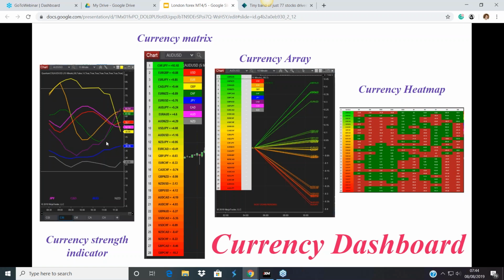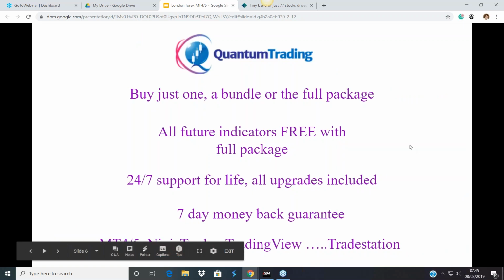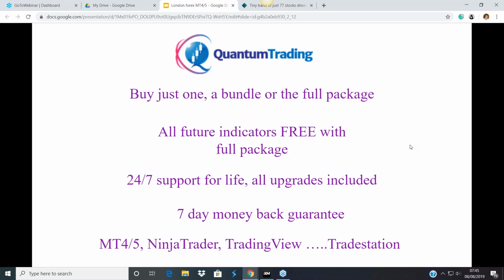The matrix then takes that data and highlights which of the yen pairs, and the other pairs of course, is being bought most strongly or sold most strongly. The array picks up the momentum, and the heat map looks at the performance of the currency pairs across multiple time frames.